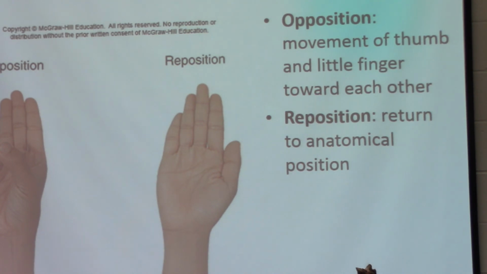Opposition and reposition is the movement of the thumb. This is also a special type of movement. So when the little finger and thumb move towards each other, that is called opposition. So they are going in the opposite direction to each other. That type of movement is called opposition, and when they go back to their normal position, that is called reposition. They are repositioned back to where they were.